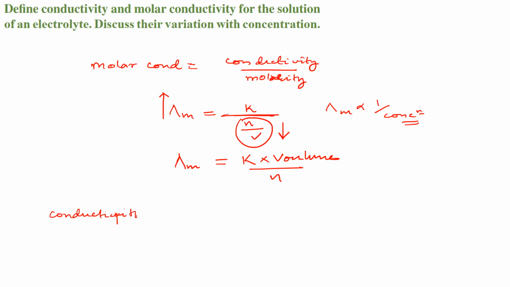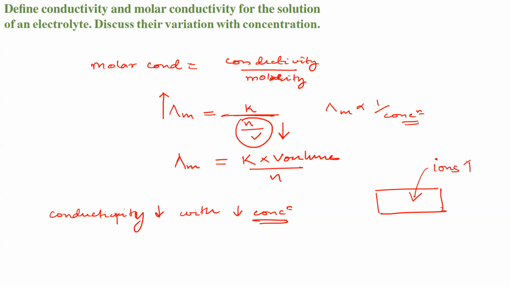So conductivity decreases with a decrease in concentration, because if I have a particular area or volume in which I am going to calculate the conductance, then if there are more ions, the conductance will be higher. If ions are lower, then the conductance will also be lower. So conductivity is only dependent on the number of ions, and if the ions increase, conductivity also increases. That means if the concentration is higher, the conductivity will be higher. If the concentration is lower, the conductivity will also be lower. Got it? Yes or no?